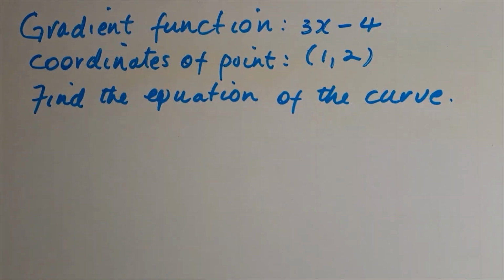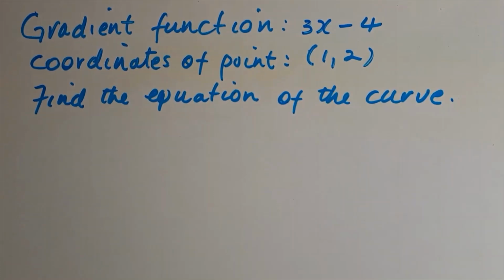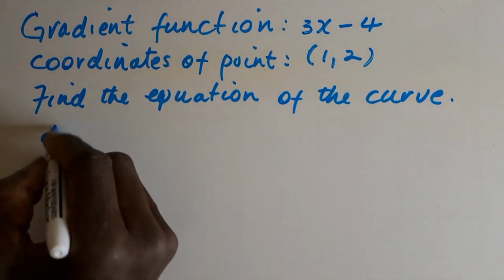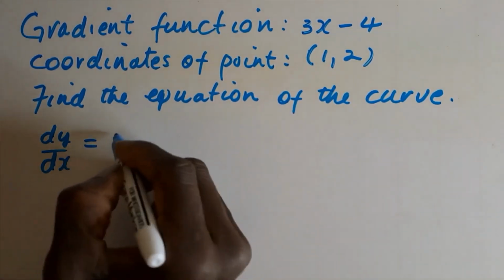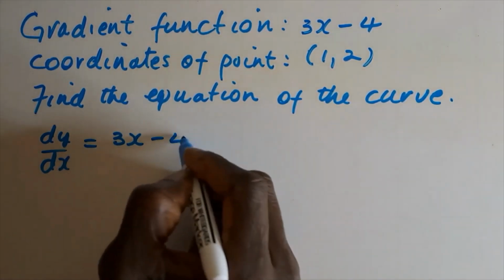Hi there. We're given the gradient function of a curve and the coordinates of a point on the curve, which is 1, 2. The gradient function is 3x minus 4. And we're asked to find the equation of the curve. And this involves finding the constant of integration. Now the gradient function is actually dy dx. And we have this is equal to 3x minus 4.